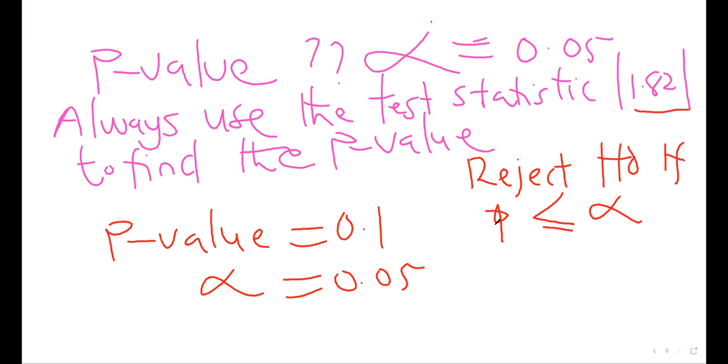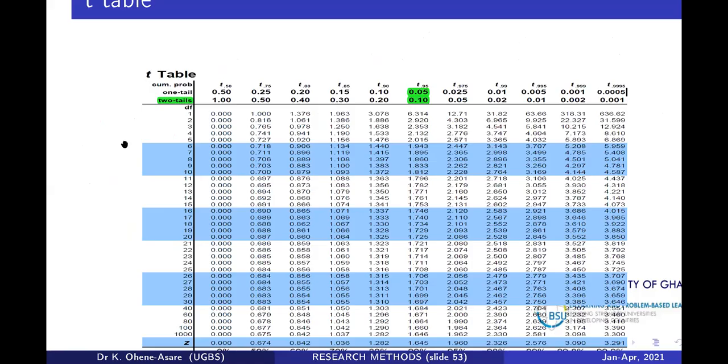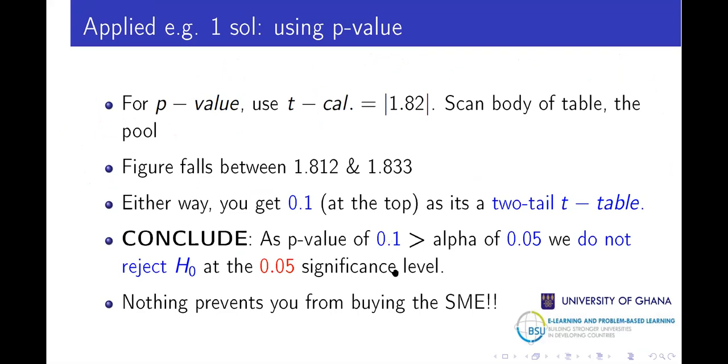By the way, for your information, once the critical value approach says you cannot reject the null hypothesis, which is what we had, then the p-value will also say that we cannot reject the null hypothesis. They will always move together. So once again, we cannot reject the null hypothesis. What does that mean? It means nothing prevents you from buying the SME. The answer is all captured here. Look at the last sentence. Nothing prevents you because the p-value is 10%, bigger than the 5% alpha.